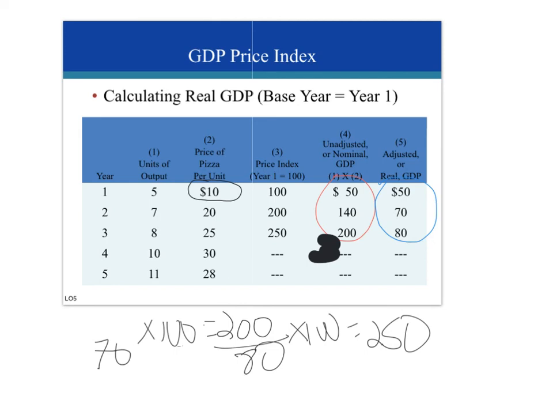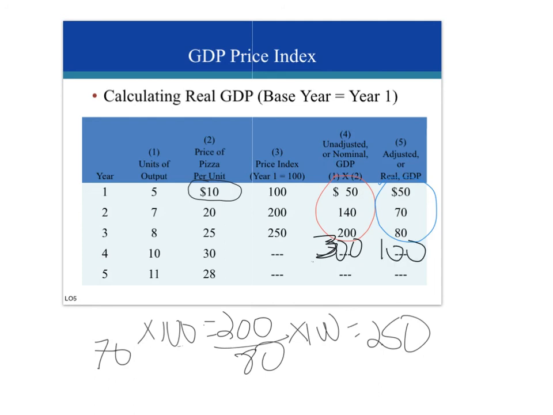I apologize. I did not mean to use this quite this. Okay. Let's calculate nominal GDP. 10 pizzas times $30 a pizza gives us a nominal GDP of 300. If we were going to look at real GDP, then it will be 10 pizzas times $10 a pizza. So this will be 100.